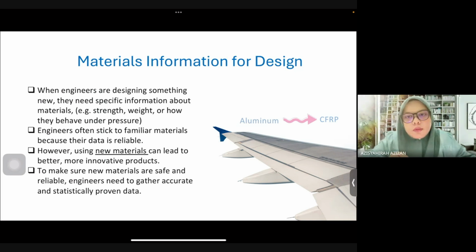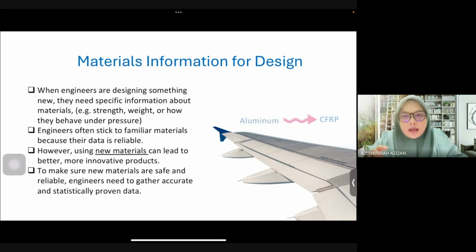Okay, for example, we have aluminium. All right, aluminium is a well-known material that has been used in aircraft construction. Why? Because this aluminium is strong and durable, right? So therefore, engineers have a lot of data on this aluminium's properties. So they know how much weight this aluminium can hold before it breaks. Basically, they know the strength of this aluminium, and how it will behave in extreme temperatures, for example.